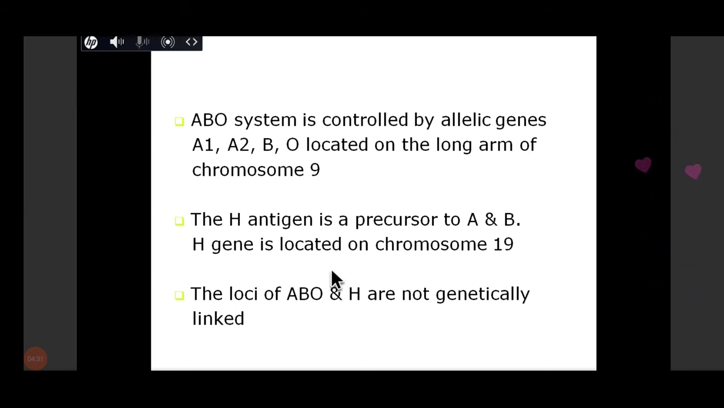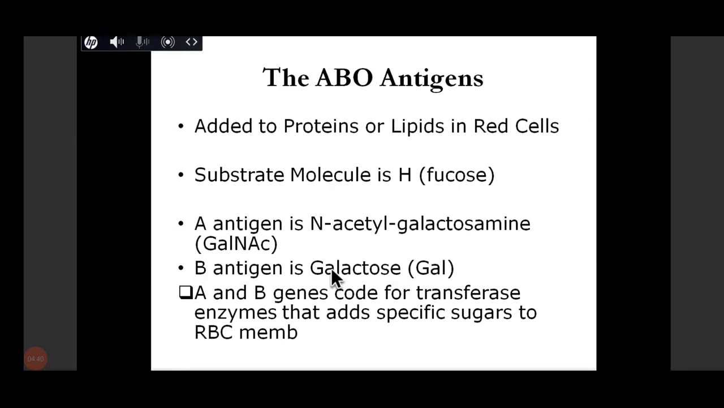Okay, the adding of the antigen onto this H antigen makes a patient's blood group A or B or O. Okay, so this is actually added to the proteins or the lipids in the red cells. The substrate, which is the H molecule, has fucose, and if A antigen has to be formed, you add N-acetyl galactosamine, and for B antigen, galactose is added. The A and B genes code for transferase enzymes, and these add the specific sugars to the RBC membrane.